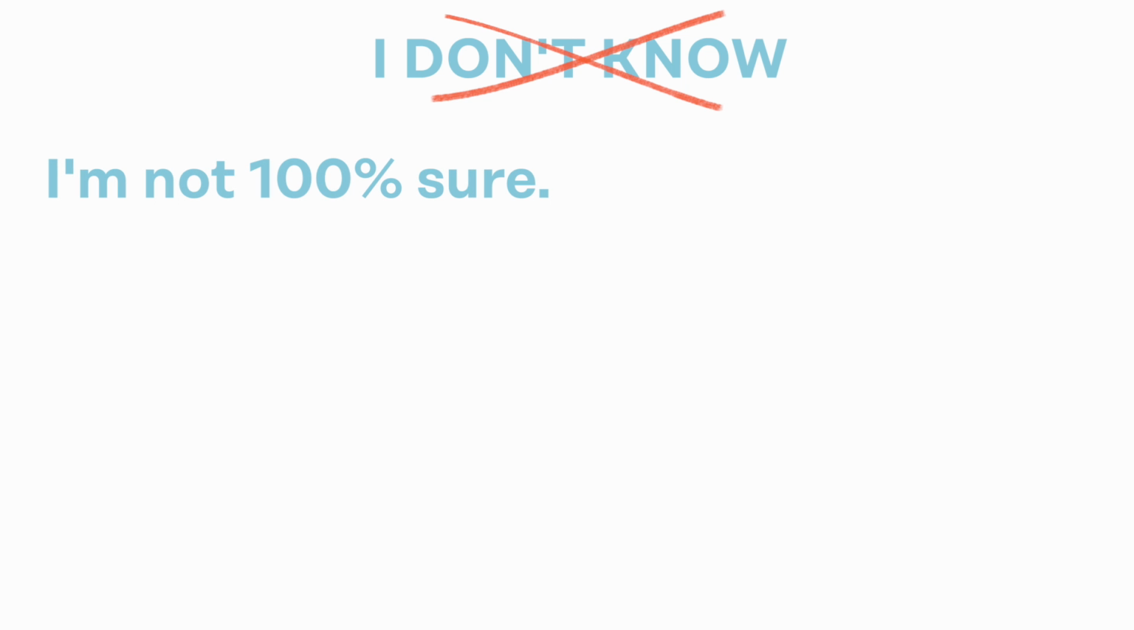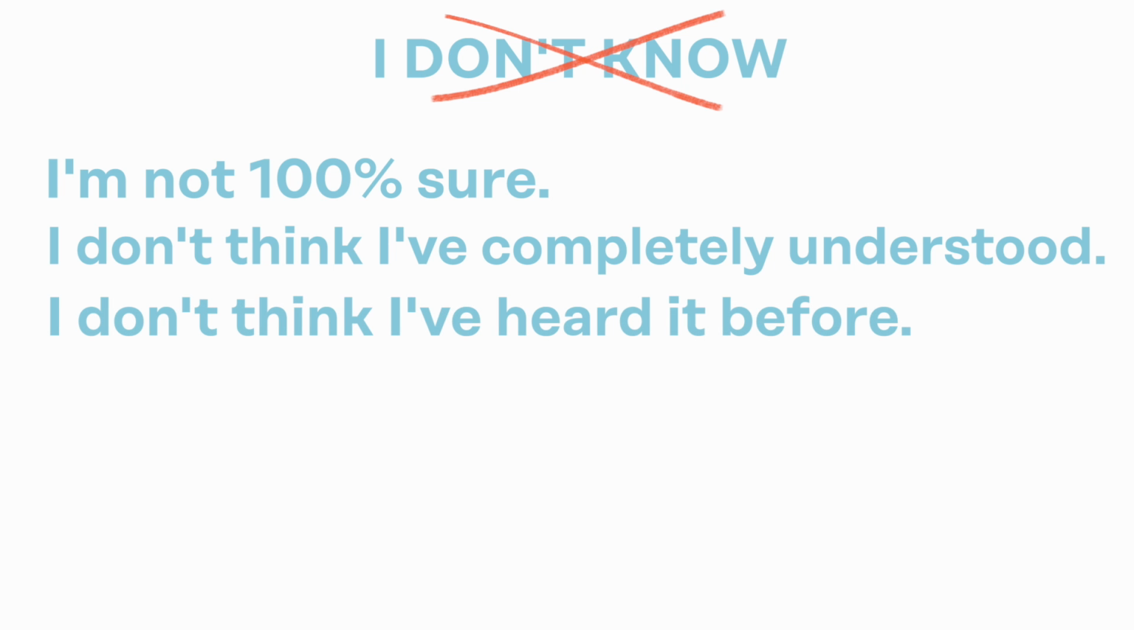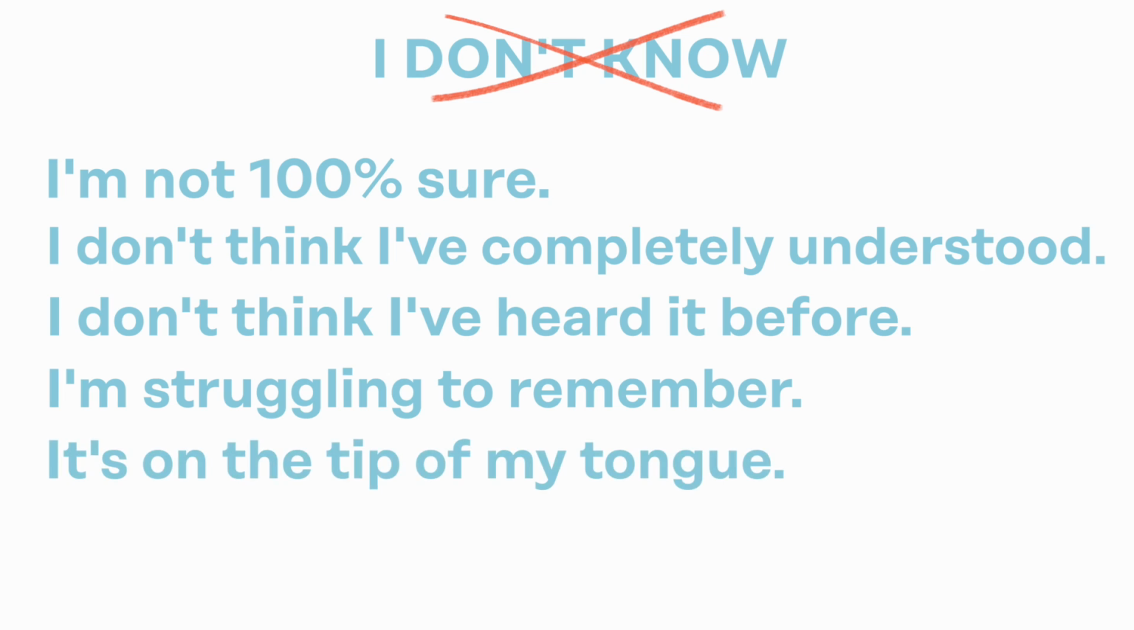So this kind of answer makes you sound a bit negative and a bit rude, a bit lazy. When you answer your teacher like this, you're not showing much willingness to try or to find out the answer. So if you don't know something or you don't understand, it's much better to say something like, I'm not 100% sure. Don't think I've completely understood. Don't think I've heard it before. Or I'm struggling to remember. It's on the tip of my tongue, but I can't remember. Or it rings a bell.